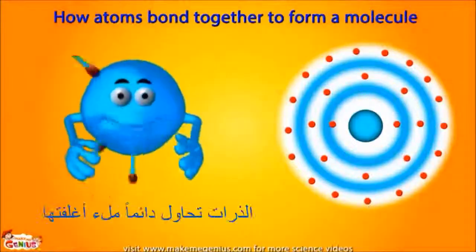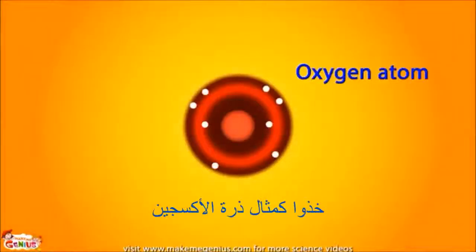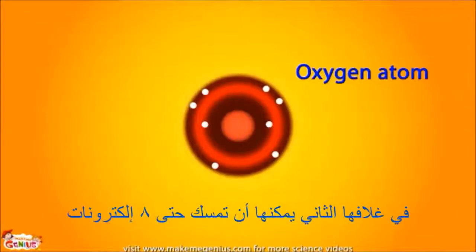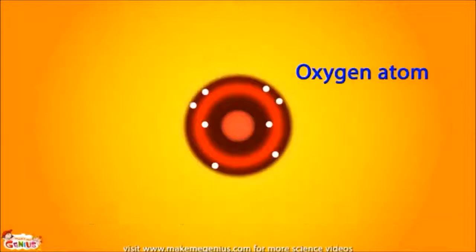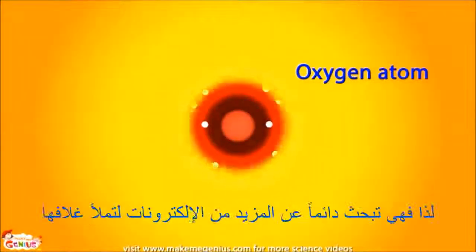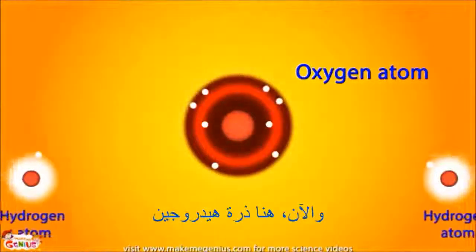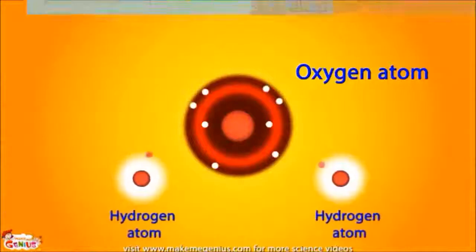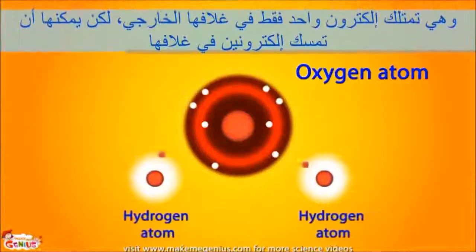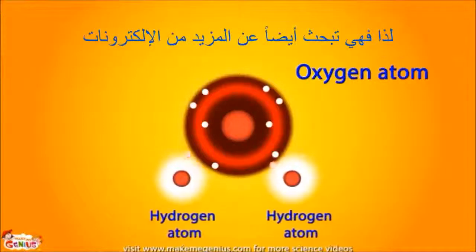Remember one thing, atoms always keep trying to fill their shells. Take, for example, an oxygen atom. In its second shell, it can hold up to 8 electrons, but the oxygen atom only has 6 electrons in its second shell, so it is always looking for more electrons to fill its shell. Now, here is a hydrogen atom. It only has one electron in its outer shell, but it can hold 2 electrons in its shell. So it is also looking for more electrons.